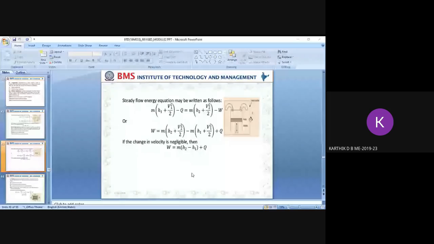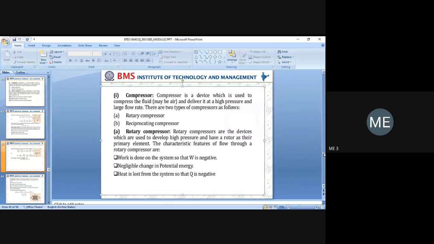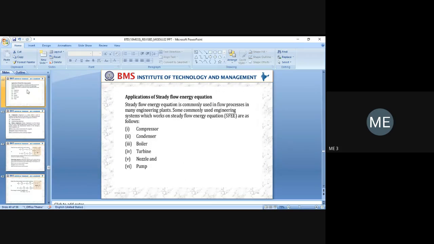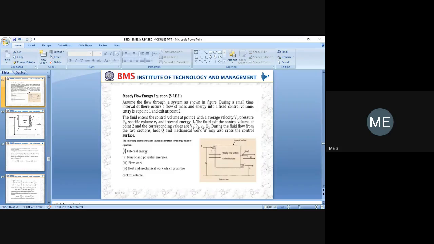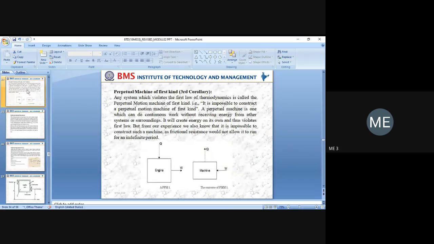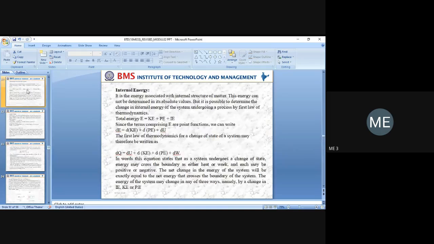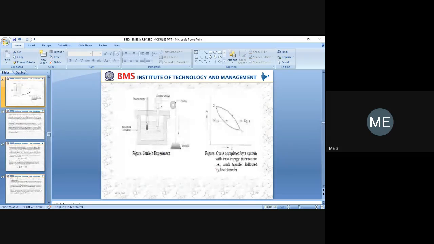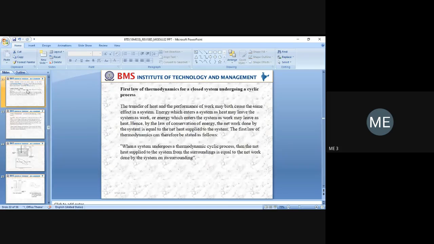Yes, sir. Okay. Today I'll discuss an important derivation, that is the steady flow energy equation. I already discussed it, but you have to understand this equation properly, and also the application of the steady flow energy equation. Before that, I'll recap what the first law of thermodynamics is.